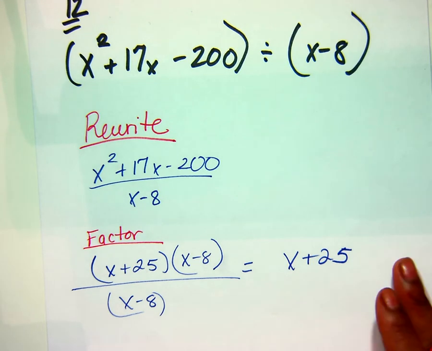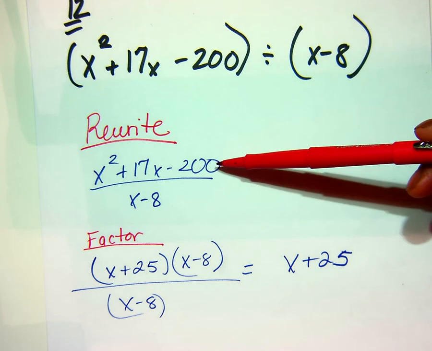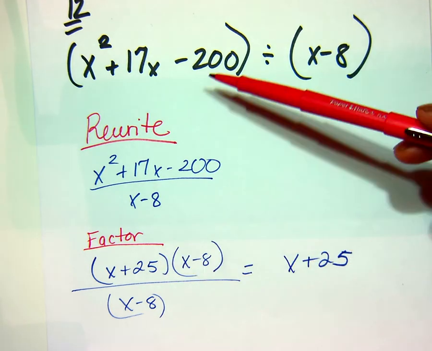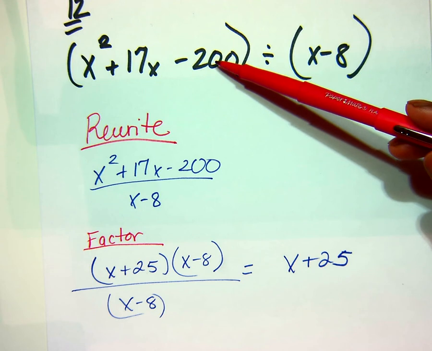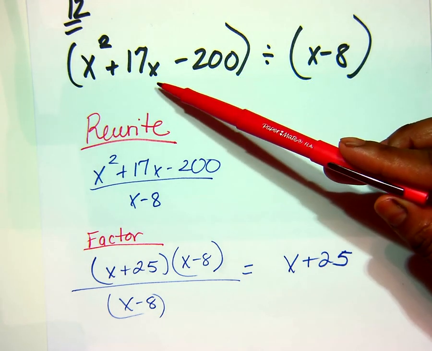Well, the first thing I did was rewrite it. So notice how I put it in fraction form. Second thing I did was factor it out. Now this took a minute because I had to think of something that would give you 200 if you multiply it together and then still give you 17 if you added or subtracted.